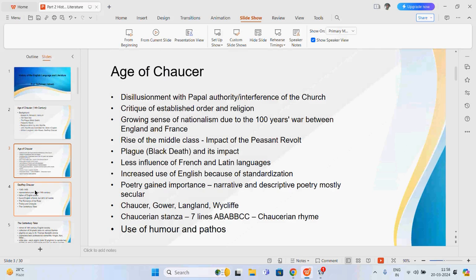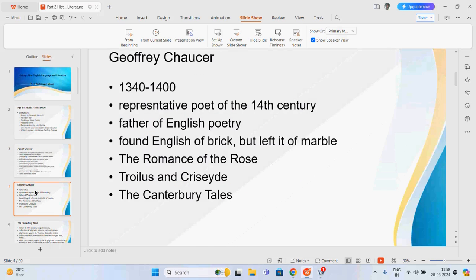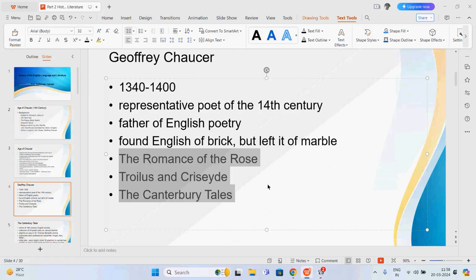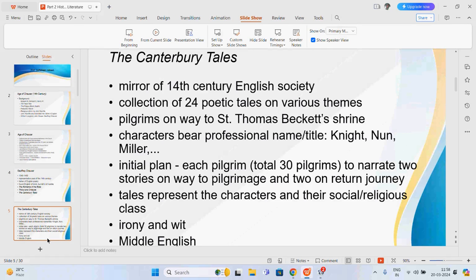Then we moved specifically to talk about Geoffrey Chaucer. We discussed how Geoffrey Chaucer is a representative poet of the 14th century, how he is called the father of the English poetry. These are his works. The last 3 are works by Geoffrey Chaucer. Then we talked about Canterbury Tales. This is the most important work by Geoffrey Chaucer.